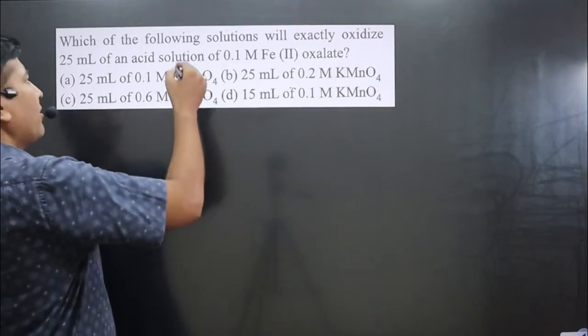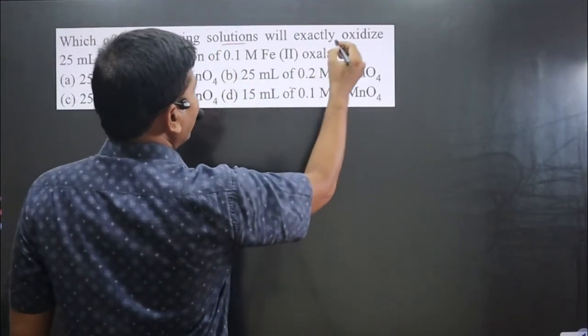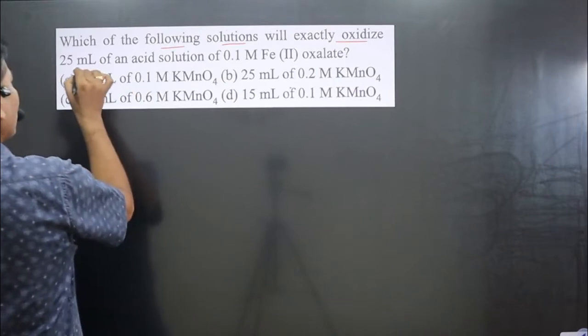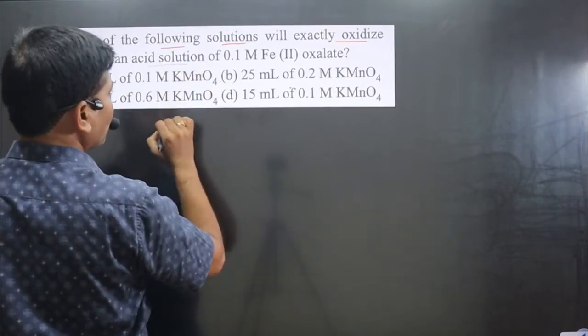The question says: which of the following solutions will exactly oxidize 25 ml of an acid solution of 0.1 molar iron oxalate? You can see four solutions are given in the options, having different concentrations and volumes. The question asks which solution will oxidize exactly the given salt solution.